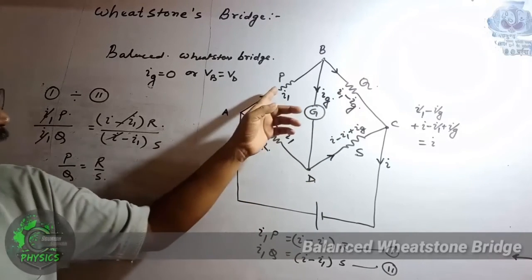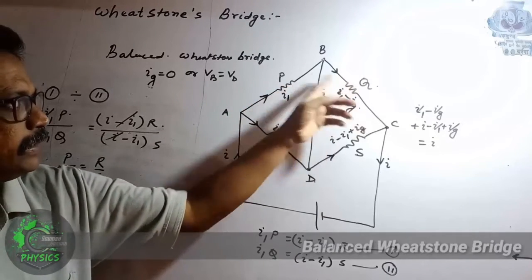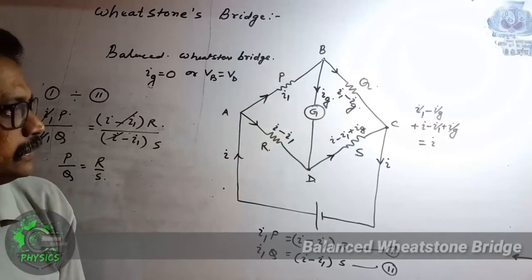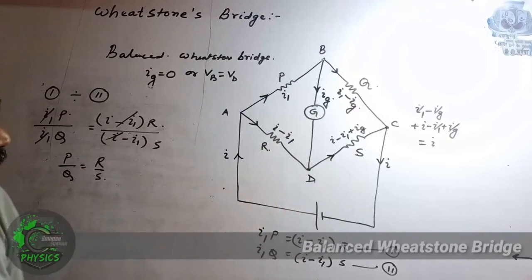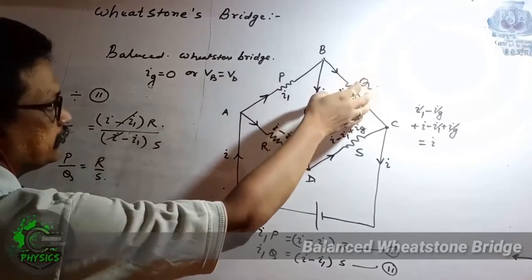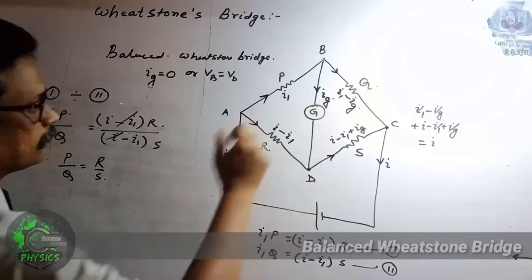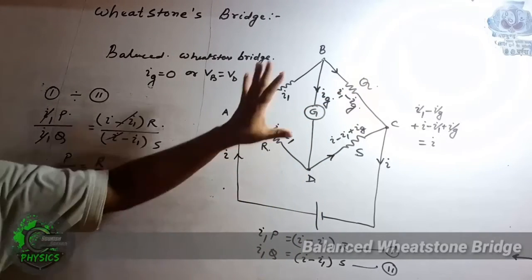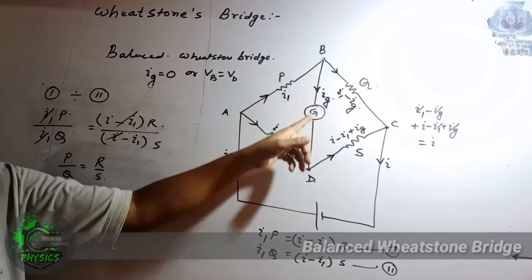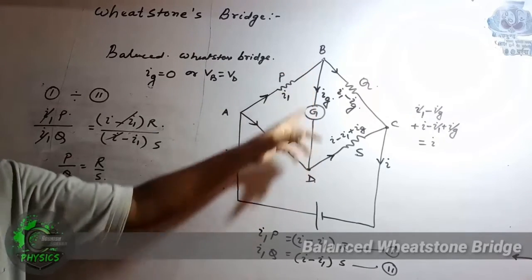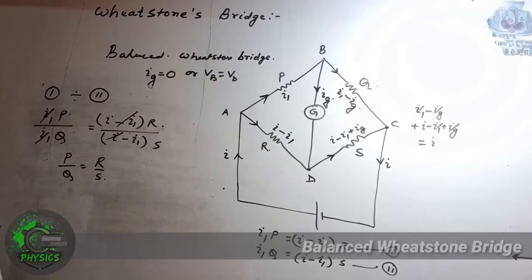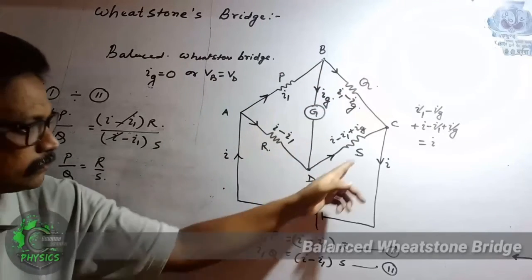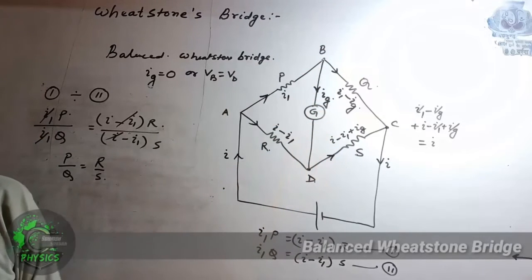And in that case, we can say that the resistances P and Q are connected in series and resistances R and S are connected in series, and the combination of P and Q and the combination of R and S are connected in parallel, because the middle branch is now of no use since no current is flowing along BD. So these two are in series, these two are in series, and this group is in parallel.